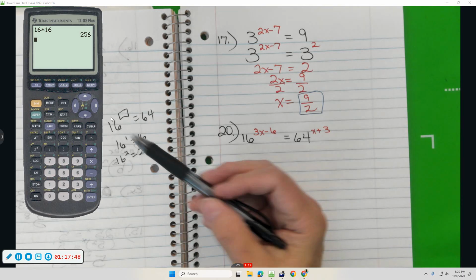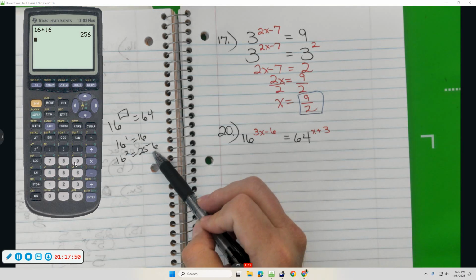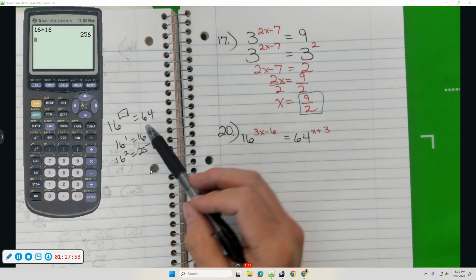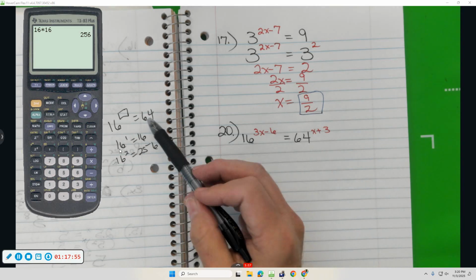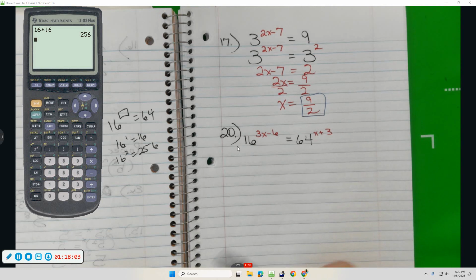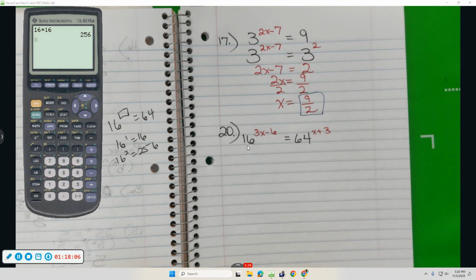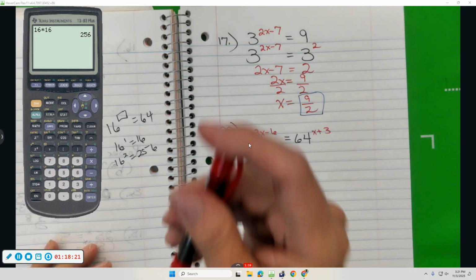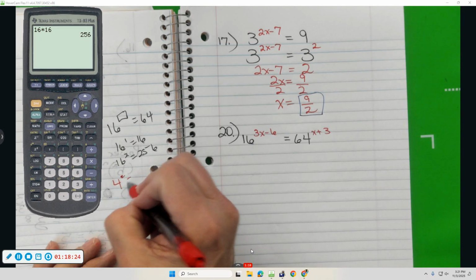16 to the first power is 16. 16 squared is 256. We don't have an integer that we can put on 16 to give us 64. My point is, sometimes you have to change the base on both sides. Just using 16 isn't good enough. Okay, well, how can we write 16 as an exponent? What to what power gives us 16? I'm thinking of one thing right off. 4 squared is 16.